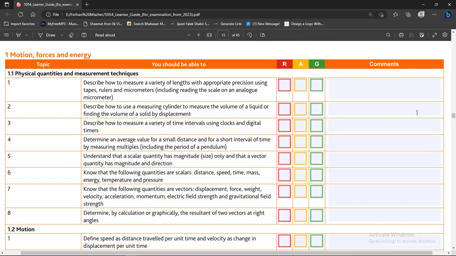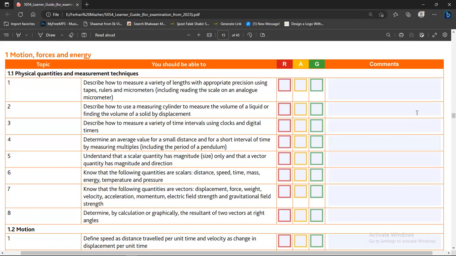describe how to measure a variety of lengths with appropriate precision using tapes, rulers, and micrometers, including reading the scale on an analog micrometer. Describe how to use a measuring cylinder to measure the volume of a liquid, or find the volume of a solid by displacement. Describe how to measure a variety of time intervals using clocks and digital timers. Determine an average value for a small distance and for a short interval of time by measuring multiples, including the period of a pendulum.